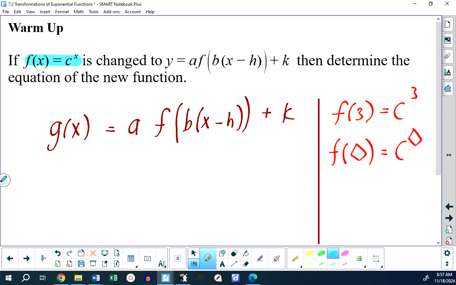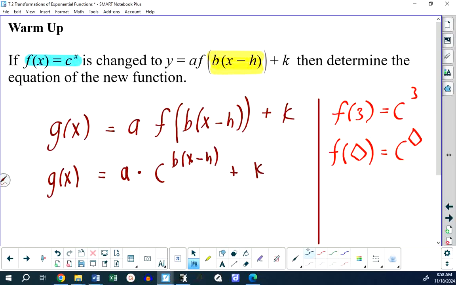Well, the input here is this, right? So that f of that yellow thing simply means take f of x, and wherever there's an x, change it to that yellow thing. So again, I think this is something that I would expect everybody to know anyway, but I've just taken an opportunity to explain it. So this will be a multiplied by, and I just like to put a little multiplication sign there, c raised to the b times x minus h, and then plus k. That's the equation of the function.